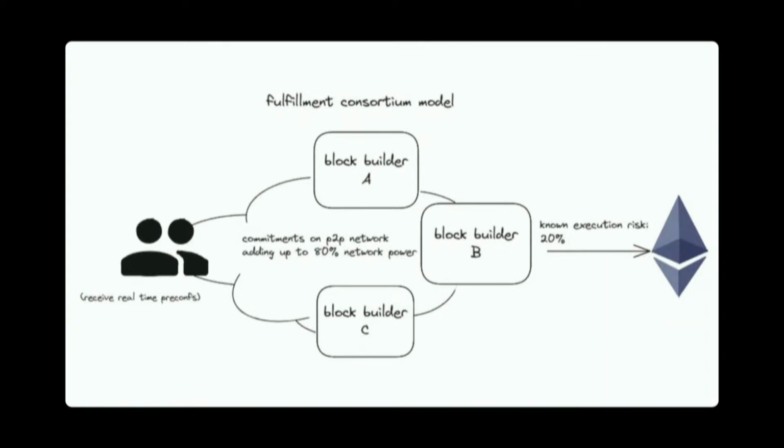So this fulfillment consortium model, where you have the different block builders on a network, allows you to quantify your execution risk. Because if they represent, let's say, 20%, 30%, 50% of the network, you can add them up and get to a level that is satisfactory for you for pre-confirmations. And then your execution risk, in this example, is 20%, and you can plug that number into your risk algorithm and hedge your trades or whatever else you have.